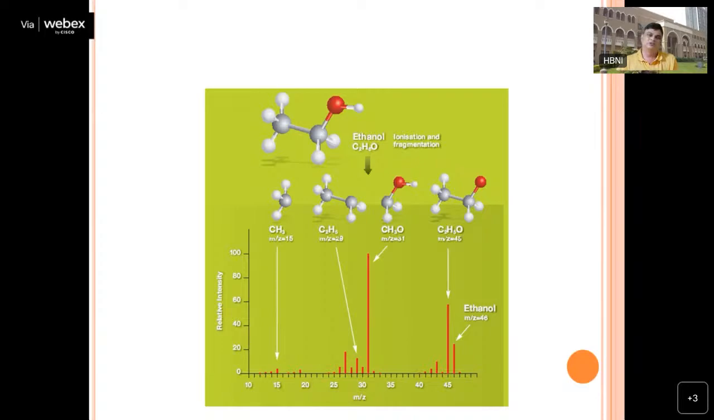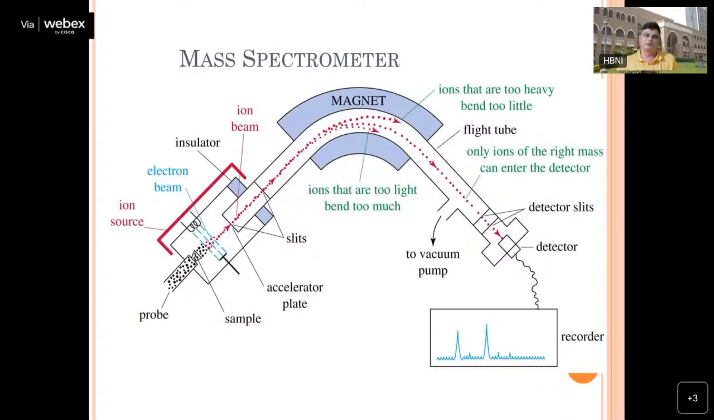And that is how we generate the mass spectrum. Now, this is basically ethanol, showing the various fragmentations of ethanol and how we detect the various fragments by their m/e ratios. This is the general block diagram: the ion source, the electron beam, then the ion beam, and then it goes to the magnet where the ions are bent and deflected according to their m/e ratio. Then it comes back to the detector, and from the detector it goes to the recorder where we get the spectrum.